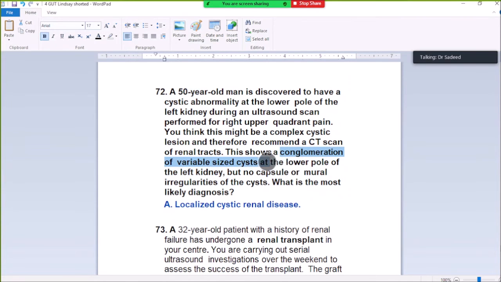Conglomeration of variable sized cysts in the lower pole of the left kidney, but no capsule or mural irregularity, so this is localized cystic renal disease. It is discovered through incidental finding.